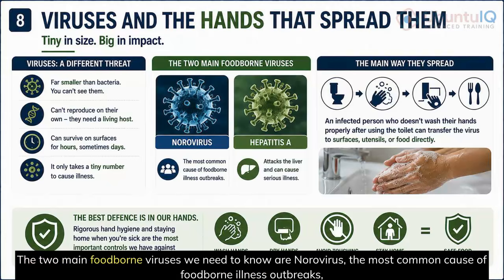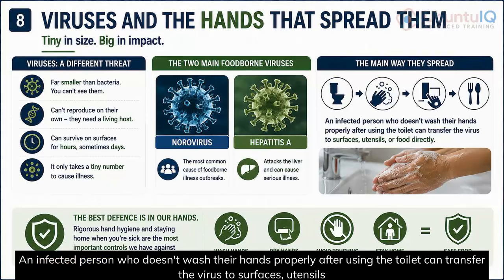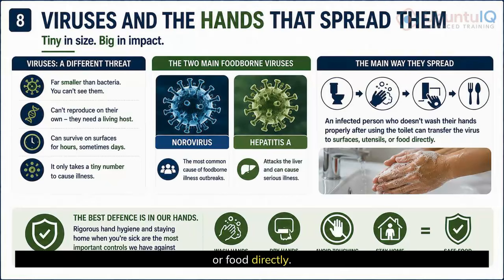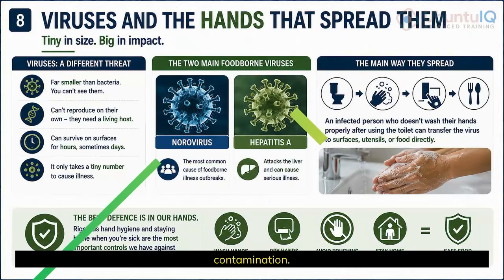The two main foodborne viruses we need to know are norovirus, the most common cause of foodborne illness outbreaks, and hepatitis A, which attacks the liver. Both are almost always transmitted the same way. An infected person who doesn't wash their hands properly after using the toilet can transfer the virus to surfaces, utensils, or food directly. Rigorous hand hygiene and staying home when you're sick are the most important controls we have against viral contamination.